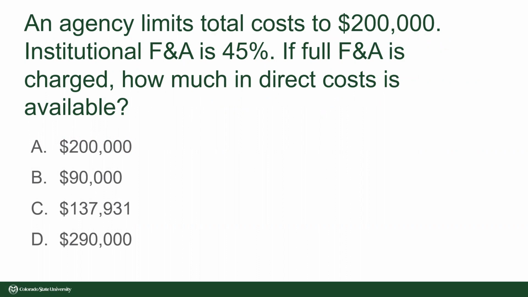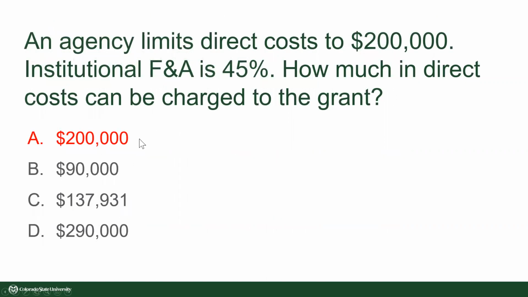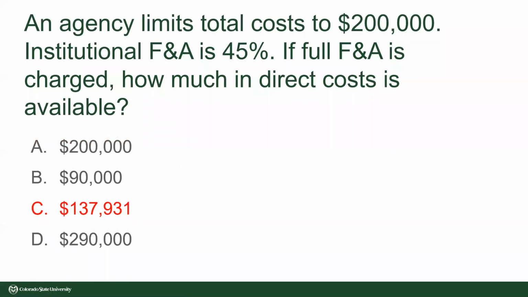An agency limits total cost to 200,000. Institutional F&A is 45. If full F&A is charged, how much is available for direct cost? Okay, so I see lots of C's. That is correct. So you take that 200,000 and divide by 1.45 to back into that number. And again, you may have to do that calculation. So if you're not somebody that's used to doing that calculation, get used to doing that. It's just a simple divide by 1 point whatever the F&A rate is.